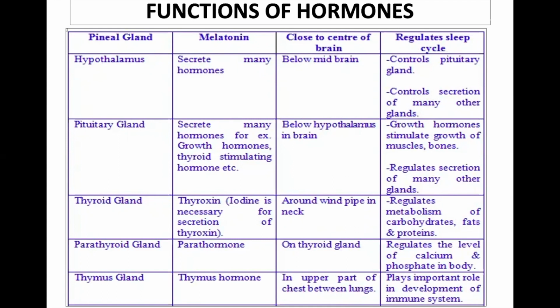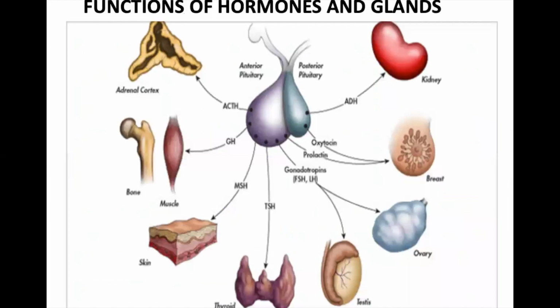The next is the thymus gland. The thymus gland is located in the upper part of the chest between the lungs near the heart, and it plays a very important role in the immune system of your body. Okay, and these are the various hormones. I think now if I explain it with a diagram, it will be better for you.